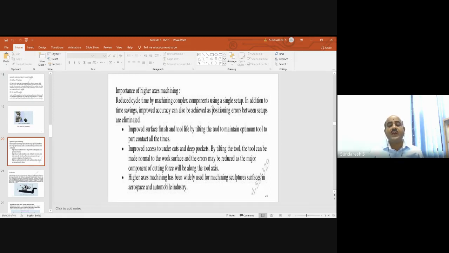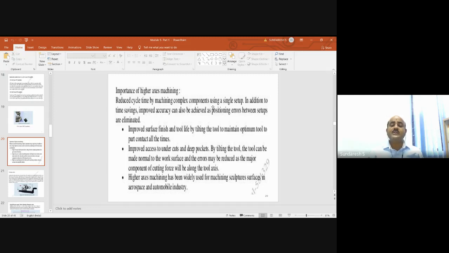The most important thing is the errors which occur during positioning, in the sense of positioning of the tool or positioning of the specimen in the machine itself. This positioning will always lead to what we call errors in the dimensions. These types of errors can be eliminated by using the higher axis machine. These are the two main advantages or importance of higher axis machines. Apart from that, we can obtain some more advantages from higher axis machines.